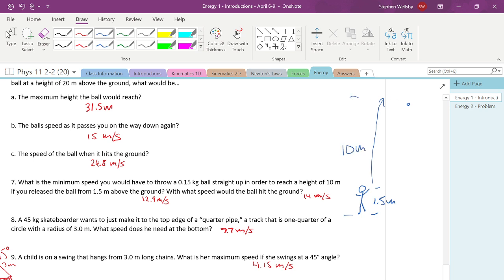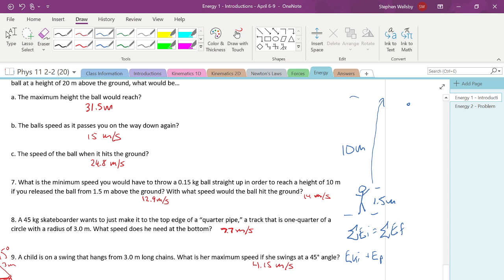With any of these problems, a good place to start is with this basic idea, that the sum of all your initial energy is going to equal the sum of all your final energy. And then the problem is to identify what are the initial and final energies. Initially, you are going to be throwing it up, so to start with, you're definitely going to have some kinetic energy. And you also have a bit of potential energy because you are 1.5 meters above the ground.